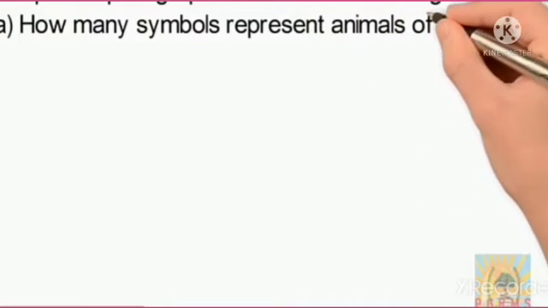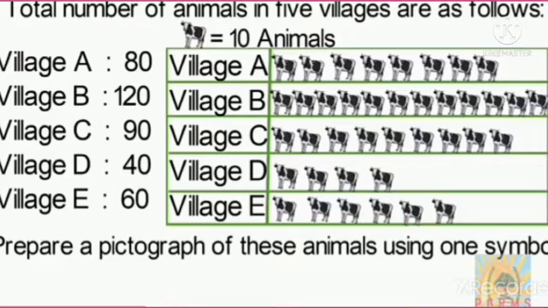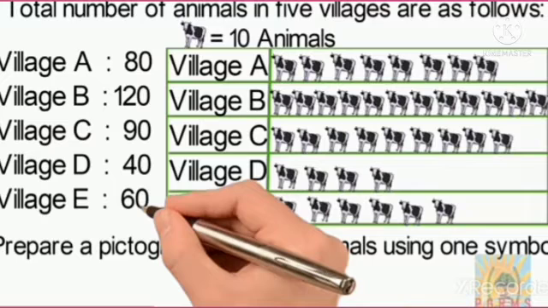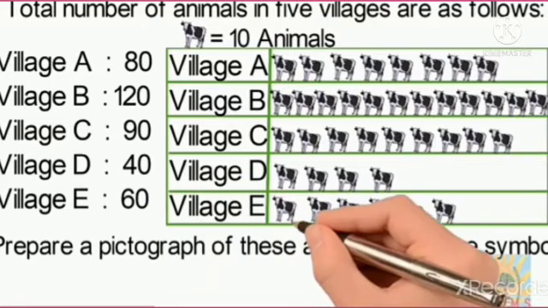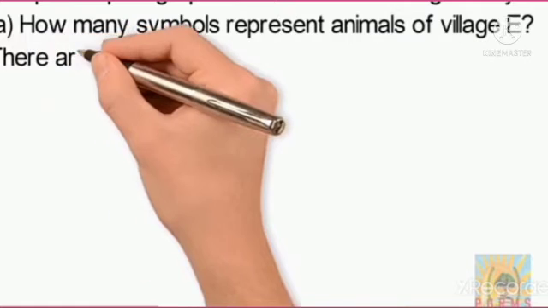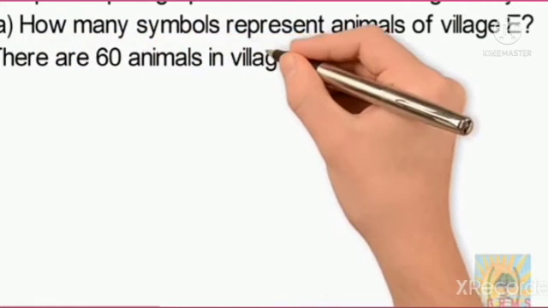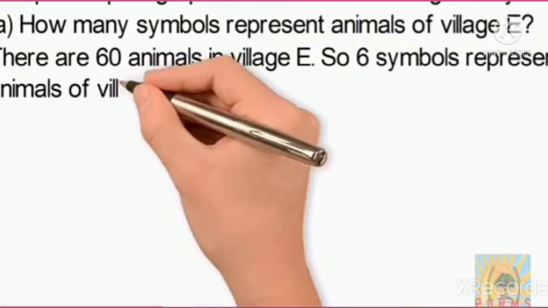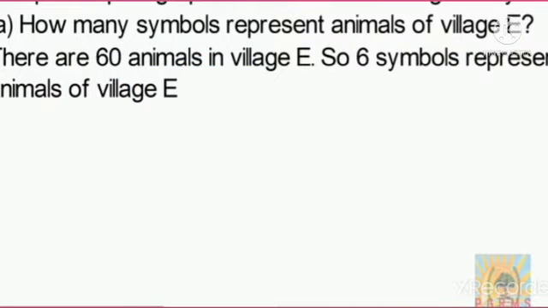So our first question is, how many symbols represent village E? So in village E we have 60 animals. So we have to draw here 6 symbols of animals. So we will write the answer. There are 60 animals in village E. So 6 symbols represent the animals of village E.